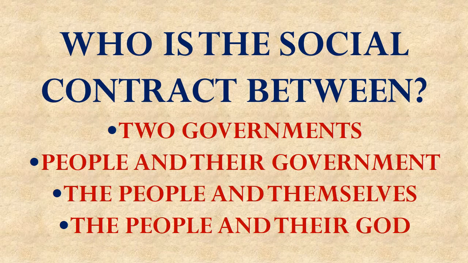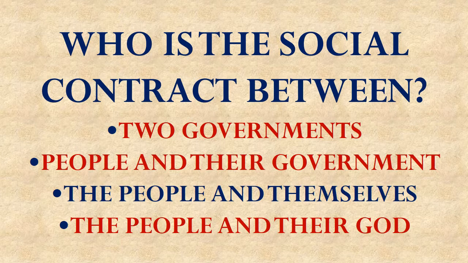Now, who is the social contract between? Who are the parties of it? Is it between two governments? Is it between the people and their government? Is it between the people and themselves? Or is it between the people and their God? Well, if you believe the reasoning of people like Hobbes and Locke, the social contract is between the people and themselves. They are agreeing amongst each other to then create a government to serve them.